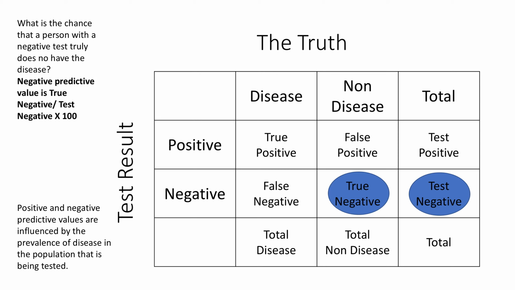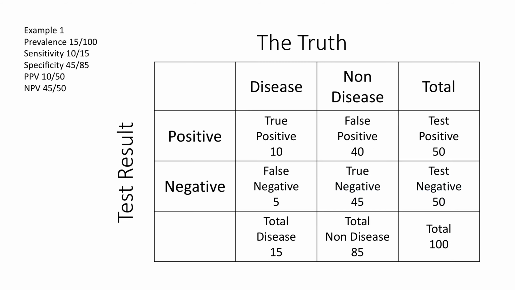So sensitivity and specificity are about the test itself, but positive predictive value and negative predictive value are really influenced by prevalence in that population, because the change in prevalence will really change these numbers. And we'll do an example here and then you'll see that. So actually, let's try that example now.